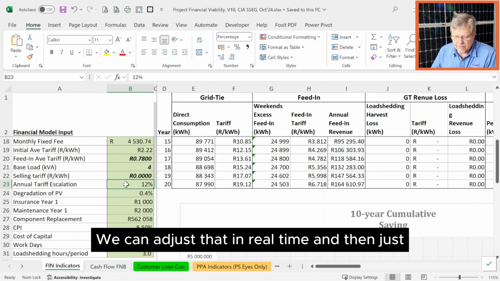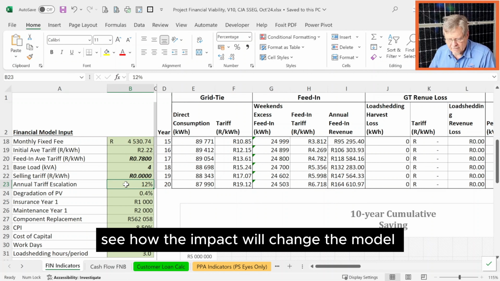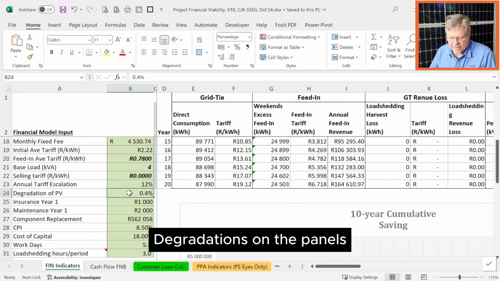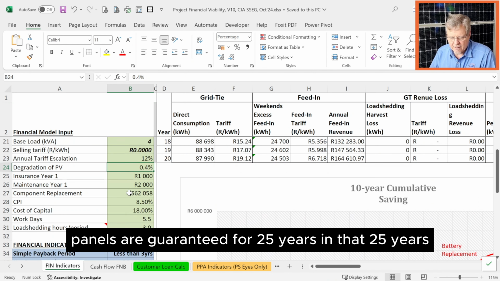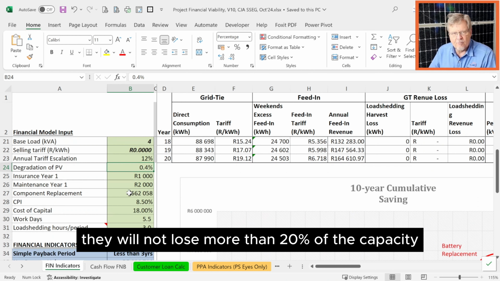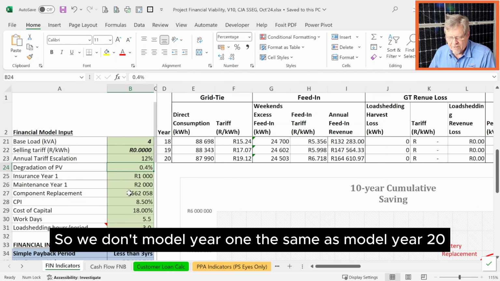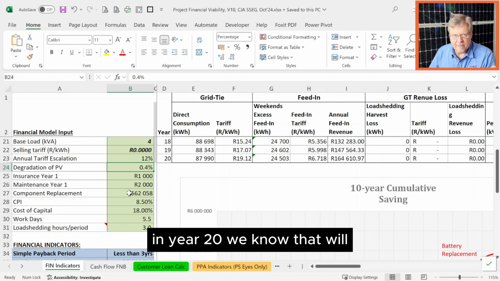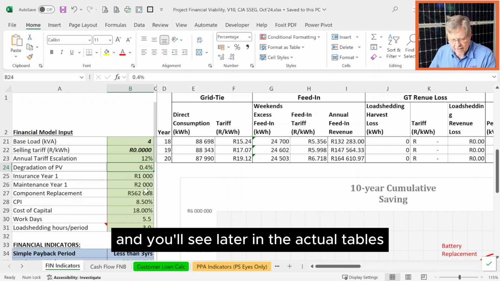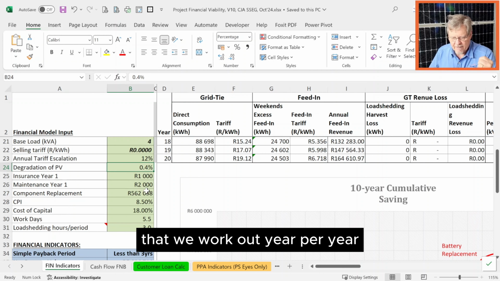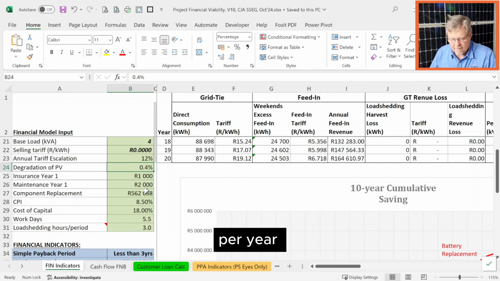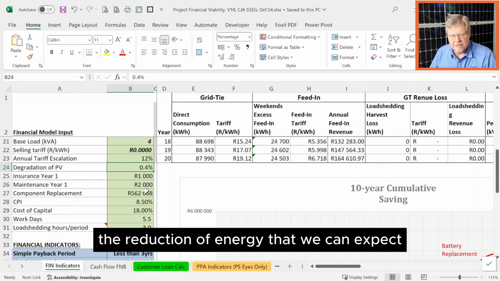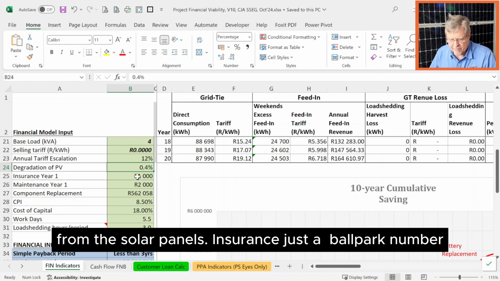We can adjust that in real time and then just see how the impact will change the model. Degradation of solar panels. Panels are guaranteed for 25 years. In that 25 years, they will not lose more than 20% of their capacity. So we don't model year one the same as model year 20. In year 20, we know that it would have degraded over time. And you'll see later in the actual tables that we work out year per year per year the reduction of energy that we can expect from the solar panels.